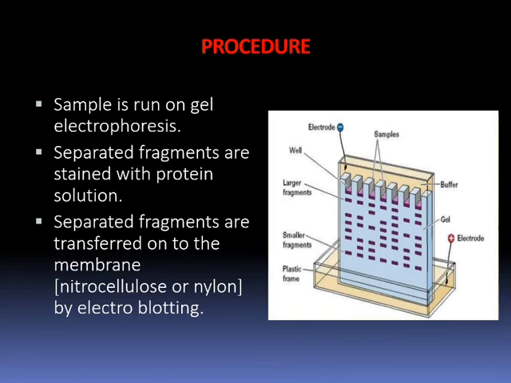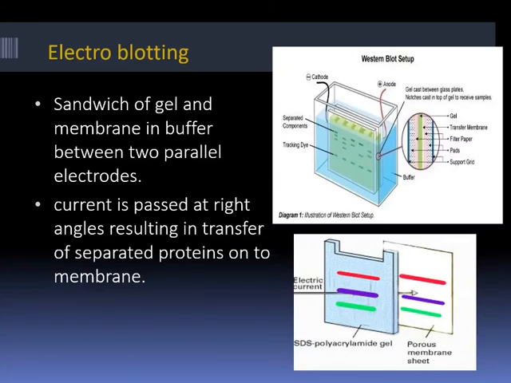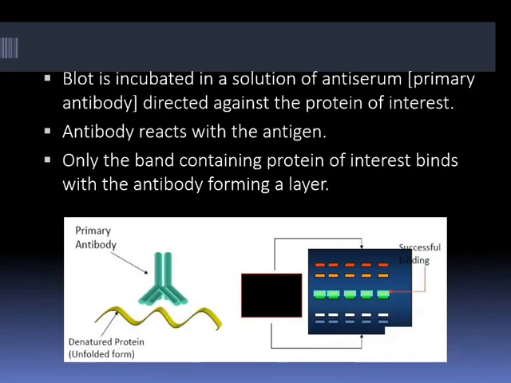So what is electroblotting? Electro means current, so they are using power. A sandwich of the gel and the membrane is buffered between two parallel electrodes. You can observe in the picture. Current is passed at a right angle, resulting in transfer of the separated proteins onto the membrane. You can observe it has been transferred.